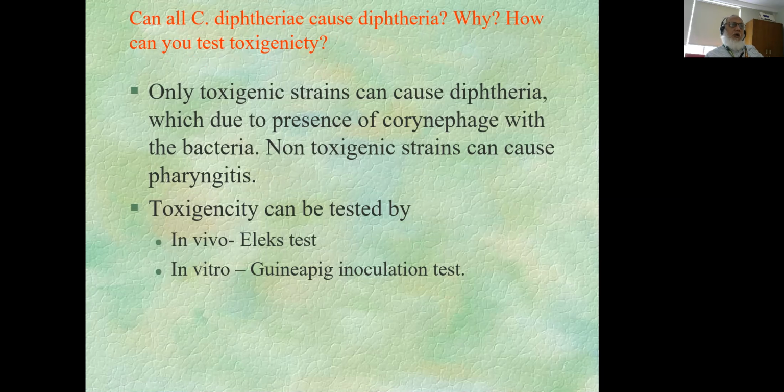Another tricky question is, can all Corynebacterium diphtheriae cause diphtheria? If not, why? And how can you test toxigenicity? The answer is that not all Corynebacterium diphtheriae can cause diphtheria. Only toxigenic strains can cause diphtheria, and these toxigenic strains are due to the presence of corynephage within the bacteria. Non-toxigenic strains, however, can cause pharyngitis. We can say this is a virobacterial disease. That is, if a bacteriophage, corynephage, infects the Corynebacterium diphtheriae, then it can cause diphtheria. Otherwise, it can cause only mild pharyngitis.